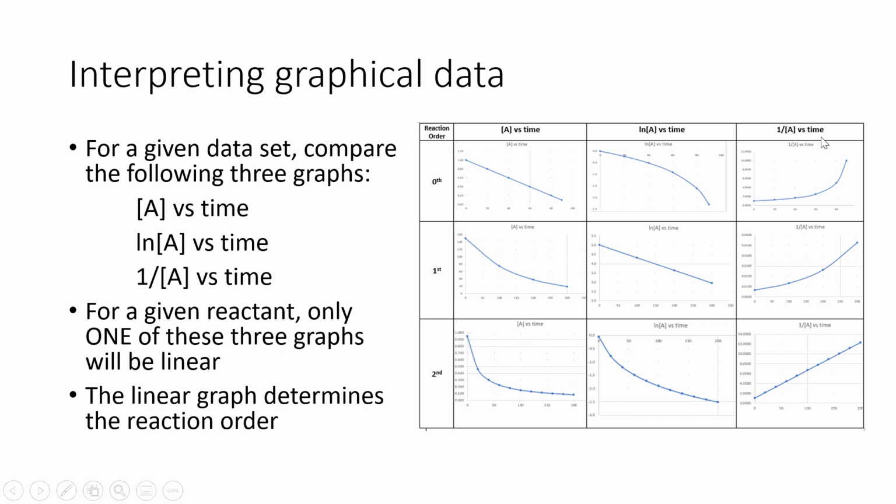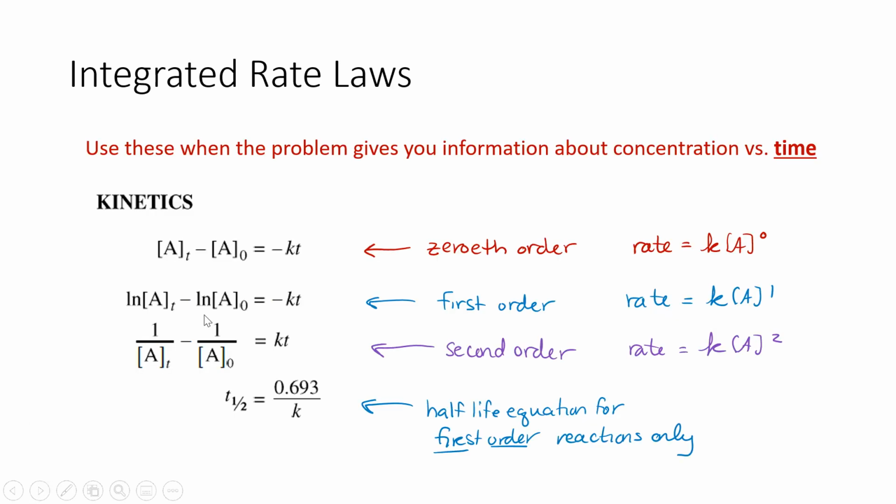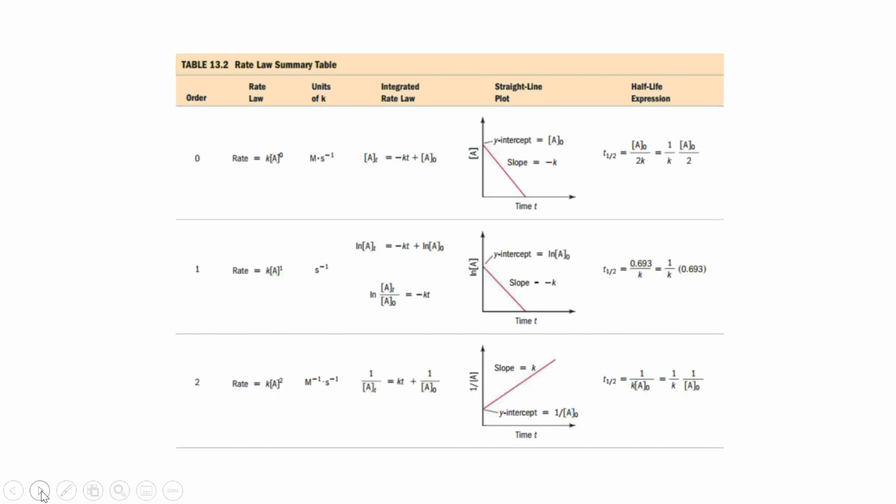And depending on what the reaction order is, whether it's 0th, first, or second order, one of these corresponding graphs will be linear. And that matches with these equations right here. So if concentration versus time is linear, it's 0th order. If the natural log versus time is linear, it's first order. If the inverse versus time is linear, then it's second order. Here's another summary slide showing these different relationships and the equations there.